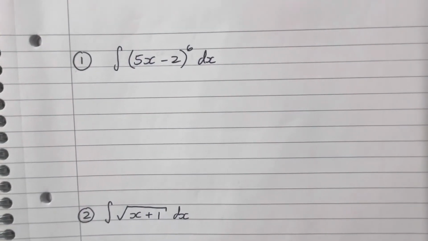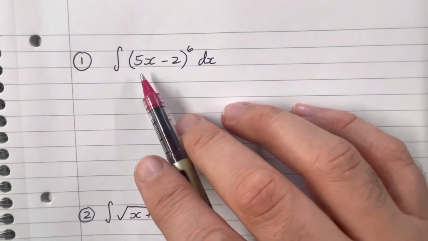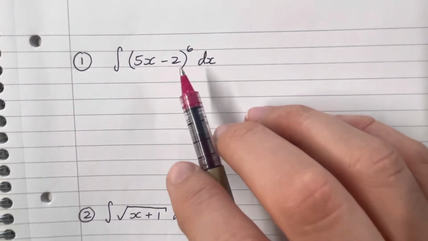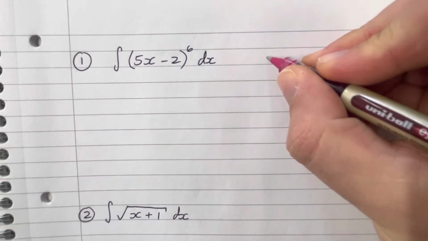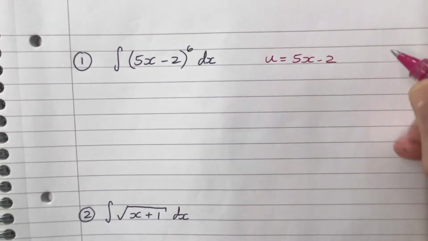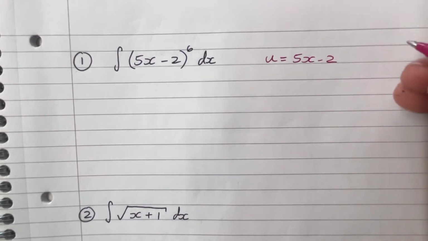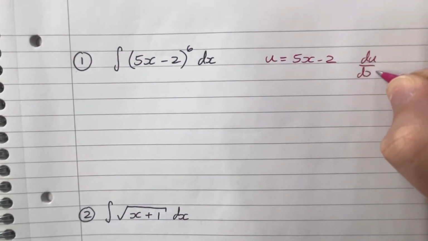So I've got a few examples. Example number 1, let's integrate 5x minus 2 to the power of 6. Now, this is one you could do using year 12 maths, but that would require the binomial expansion. We're going to avoid that by using a substitution method. So I'm going to introduce u, which in this case is going to be 5x minus 2. And once you've done quite a few of these substitution questions, what you substitute becomes fairly routine, fairly easy to choose.